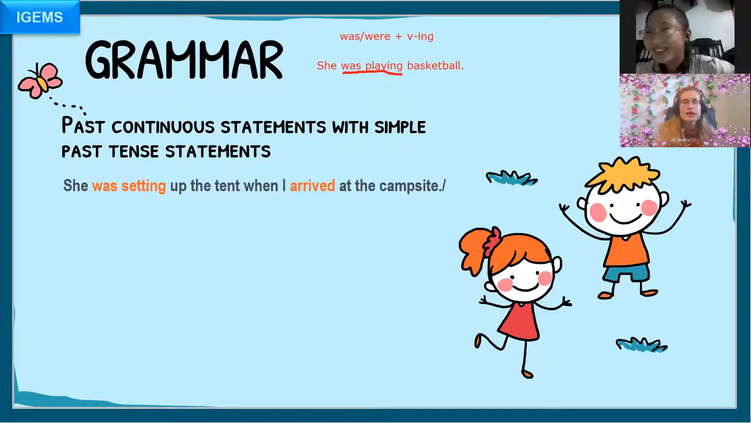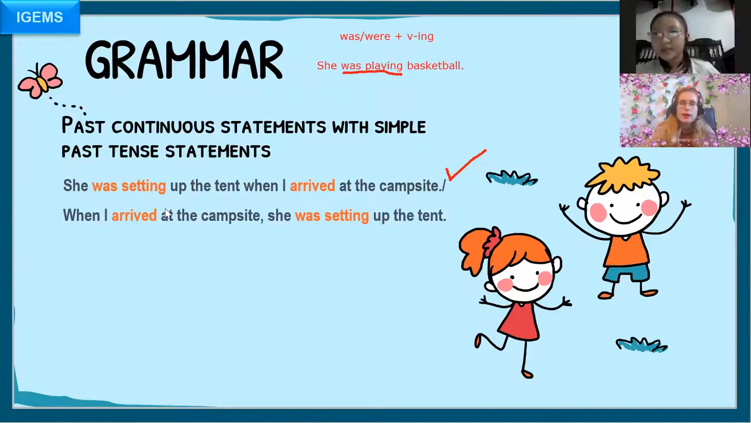Oh wow. Okay. Sorry. Yes, she was setting up the tent when I arrived at the campsite. Read the sentence for me. Yes, she was setting up the tent when I arrived at the campsite. Campsite. That's my girl. Good job. Good work. Nice. This is why I love teaching you. Well done. When I arrived at the campsite, she was setting up the tent. Very good. Good work.